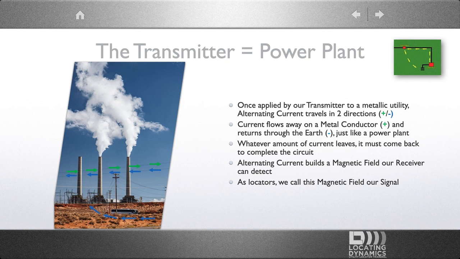Once it's applied by our transmitter to the metallic utility, alternating current travels in two directions. Current flows away on a metal conductor and returns through the earth just like a power plant. Whatever amount of current leaves must come back to the transmitter to complete the circuit. Alternating current builds a magnetic field our receiver can detect. As locators, we call this magnetic field our signal.